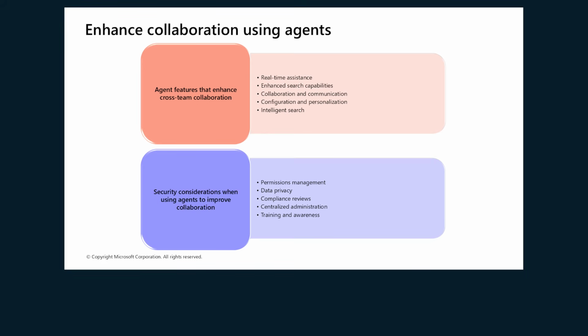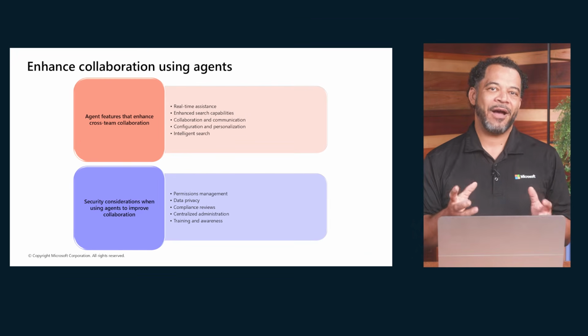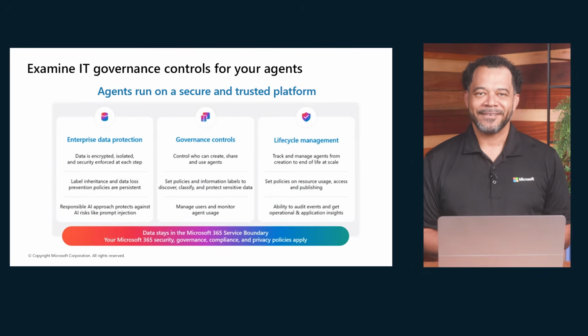So, when you combine real-time assistance, intelligent search, personalized workflows, and strong security practices, agents become a powerful tool for collaboration. They help teams stay aligned, informed, and productive without adding complexity. So let's keep going on and explore how governance plays a role in managing these agents effectively.